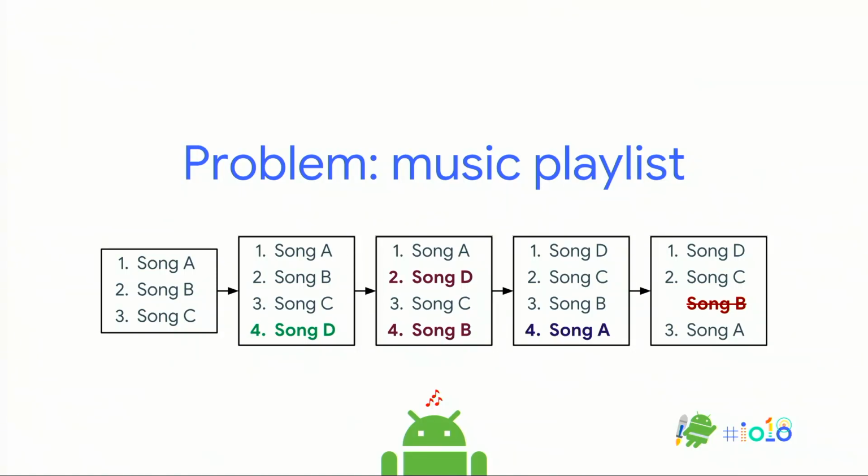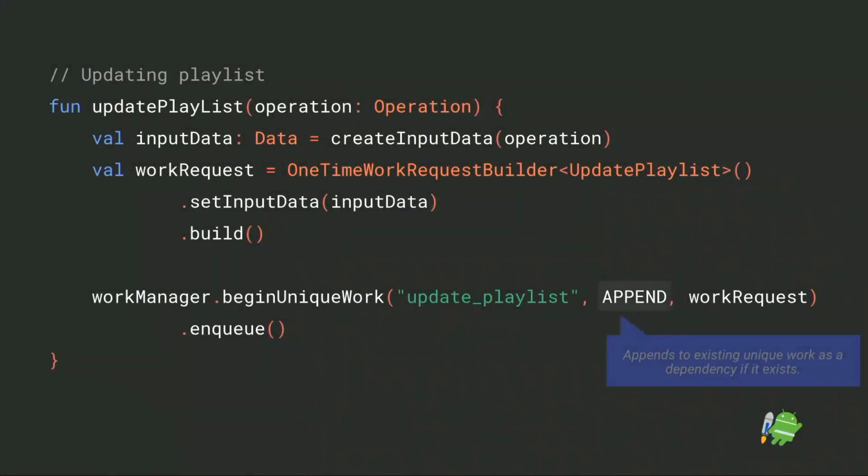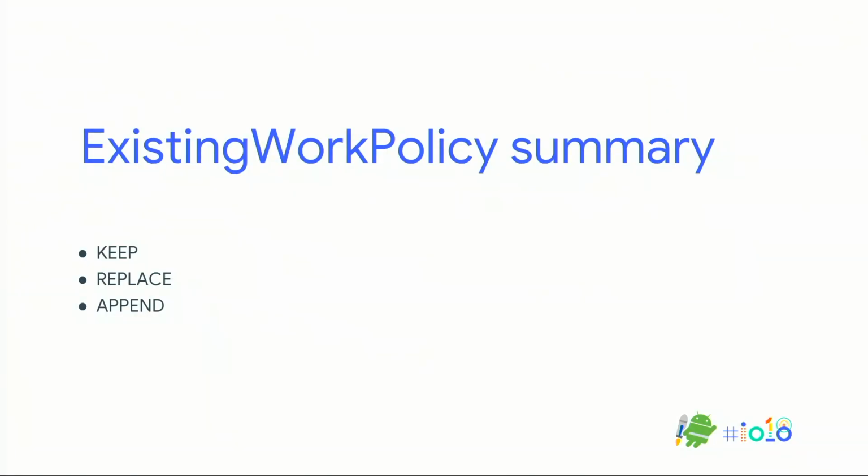These things all have to execute in order. And so since the order is important, we provide the ability to use the append existing work policy that says, do this work at the end of the list of update playlist operations. So just append this to the end of this thing. So everything else must successfully execute before this executes. So you can add operations to the end. So existing work policy, as a summary, there's 3 types: keep, replace, and append.